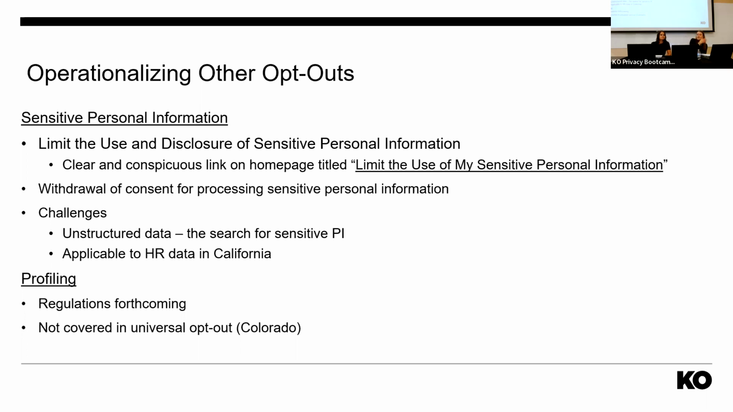And finally, again, profiling. There's no specific technological requirements for the opt-out to profiling at the moment, or how users must submit those requests. But Colorado even goes as far as it's not even included in their universal opt-out option. So just keeping in mind, you need to have some type of mechanism where users can submit requests to opt out of profiling. That isn't necessarily an automated way through a consent management platform.